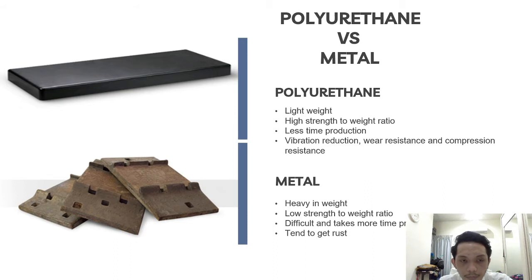Compared to the metal, it is heavy in weight. It has low strength to weight ratio, it is difficult and takes more production time, and finally it tends to rust. So, to conclude this subtopic, it shows that polyurethane is one of the best materials to implement in railway track to reduce the impact of vibration forces or any forces that can lead to the failure of the track itself and also the base plate.